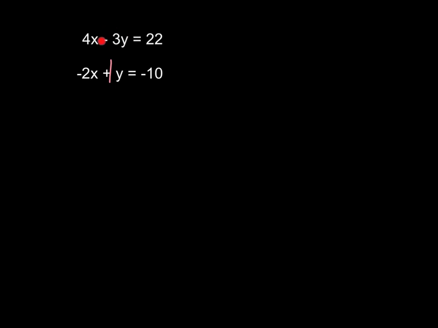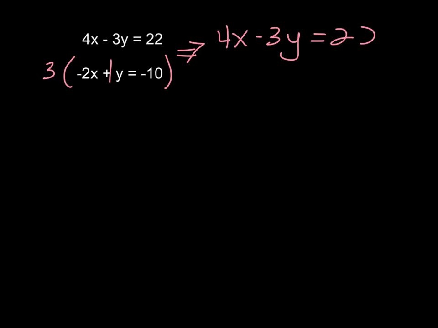Right here, this is negative 3y. If I want these guys to add up and cancel out, that means I want this number to be positive 3y. So I'm going to multiply this whole bottom equation by something to make it positive 3y. Right now it's 1y, so I have to multiply by positive 3 to make that happen. I'm going to take that top equation and just rewrite it. And then that bottom equation, I'm going to take every single term and multiply by 3. So I'll get negative 6x plus 3y equals negative 30.